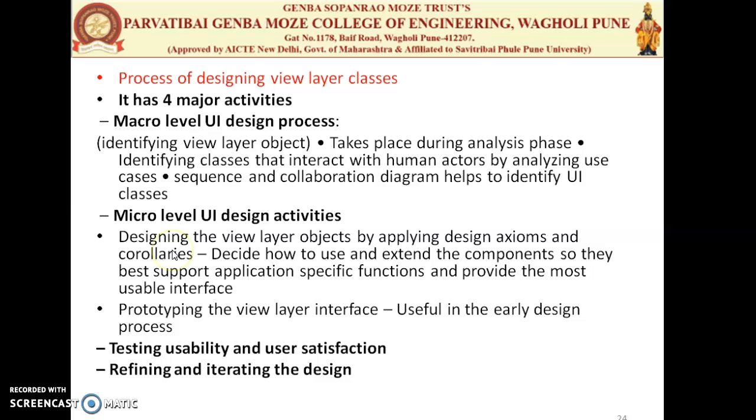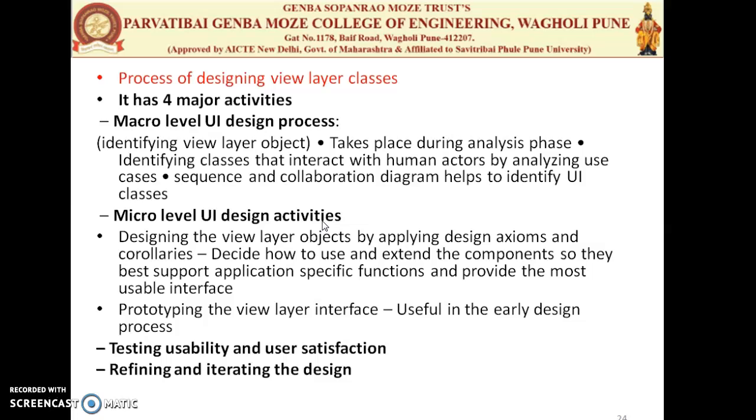So designing the view layer object by applying the proper axioms and the corollaries, decide how to use and extend the component that will best suit your application and your functionality and provide the most usable interface. So whatever activities we require for designing the view layer, by applying different constraints, different corollaries, that is libraries or the design axioms, you need to specify all these activities under the micro level UI design activity.